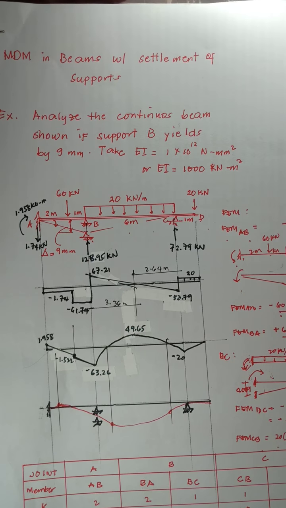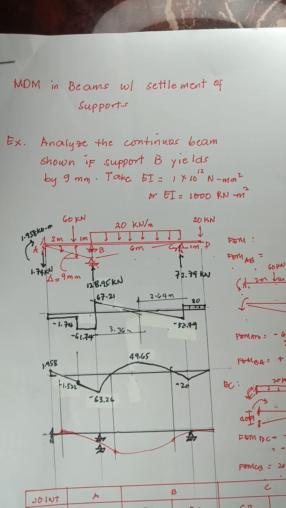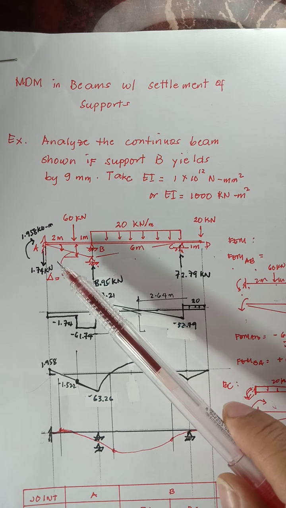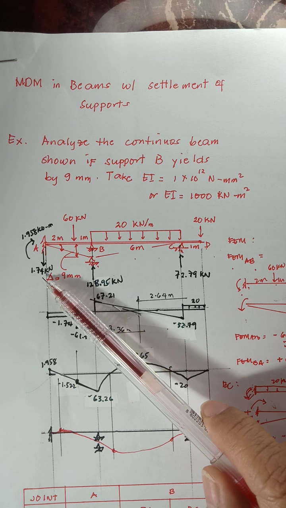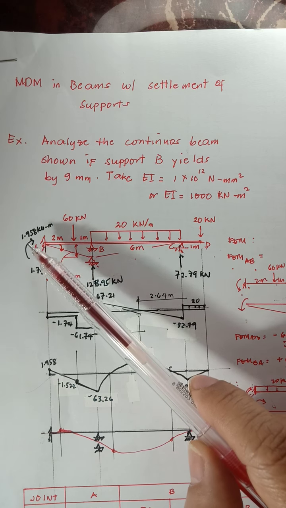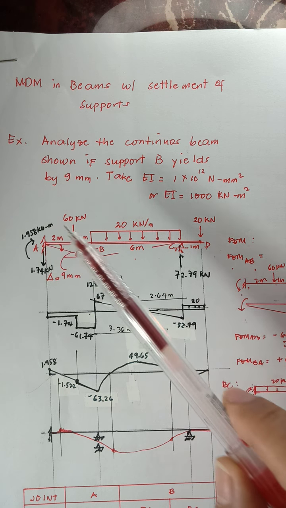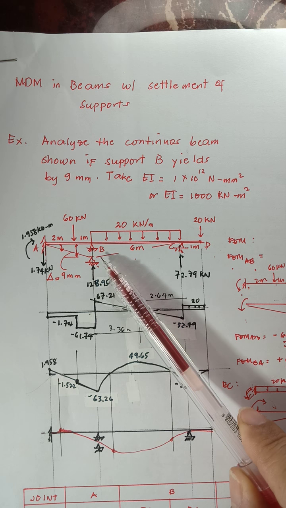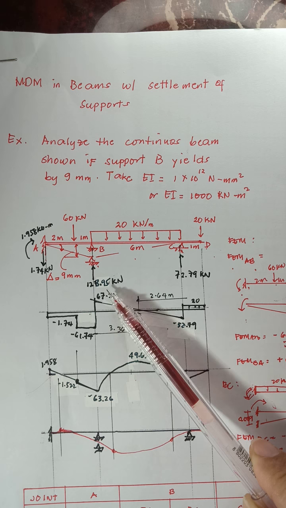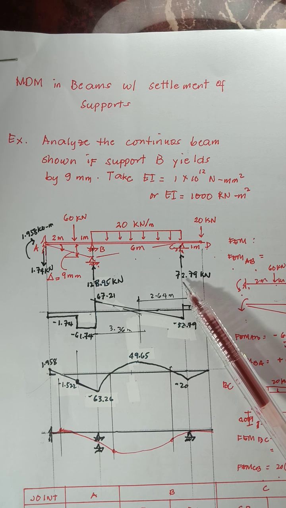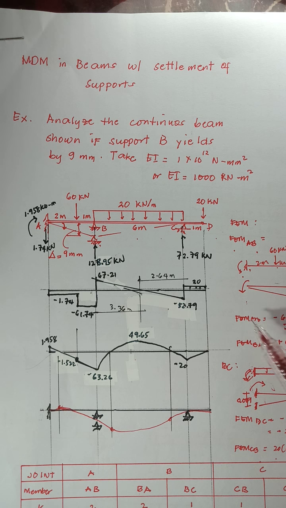So we now have the support reactions of the beam. At A, you have a downward reaction of 61.74 kilonewtons and a clockwise moment of 1.958. At joint B, we have a reaction of 128.95 kilonewtons. And at C, you have 72.79. So we can now draw the shear and moment diagram.